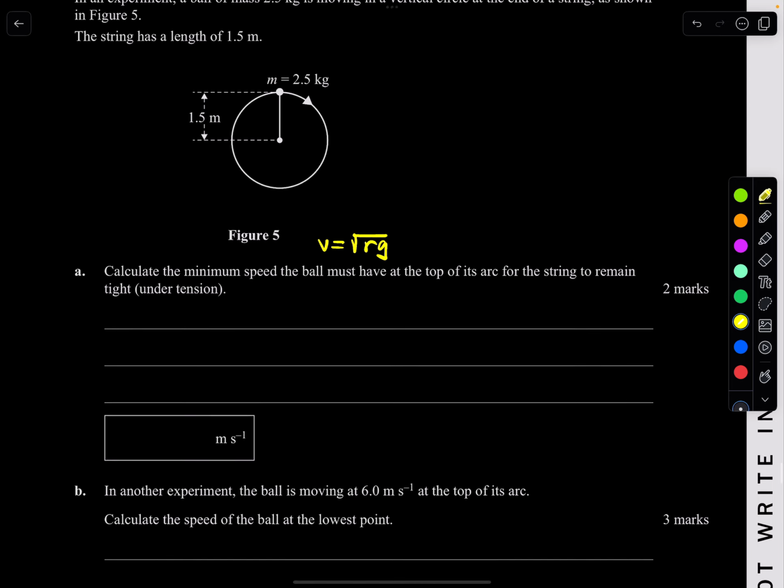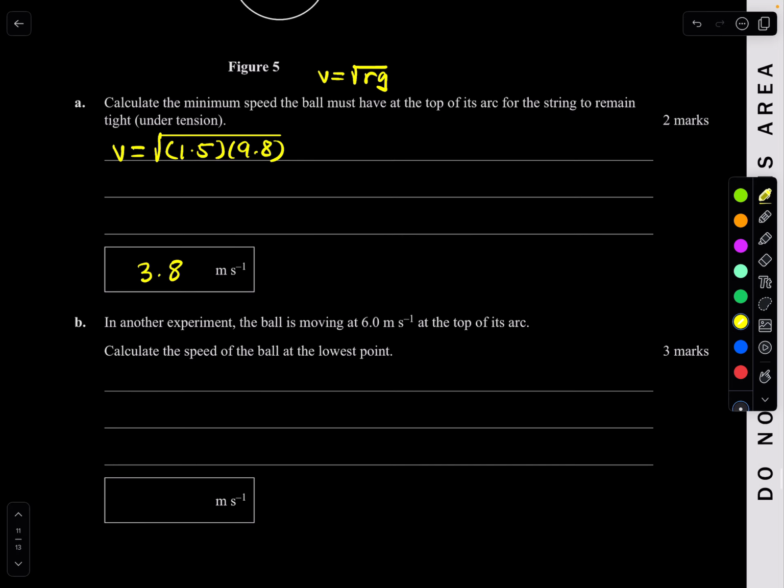So v equals the square root of rg, where your velocity is the square root of your radius, which is 1.5, and your g, which is 9.8. And we want to do 2 significant figures, so that's what we use here. We get 3.8 meters per second. Done. In another experiment, the ball is moving at 6 meters per second at the top of its arc. Calculate the speed of the ball at its lowest point.